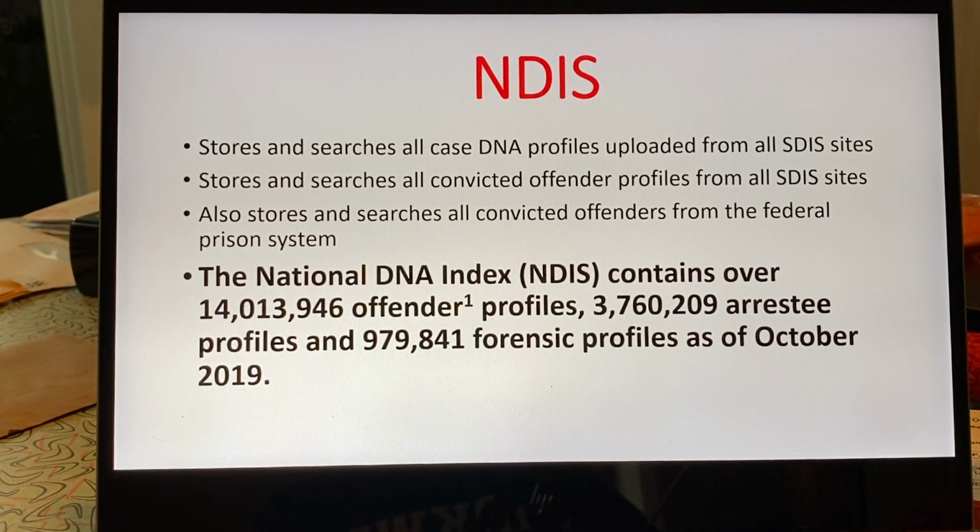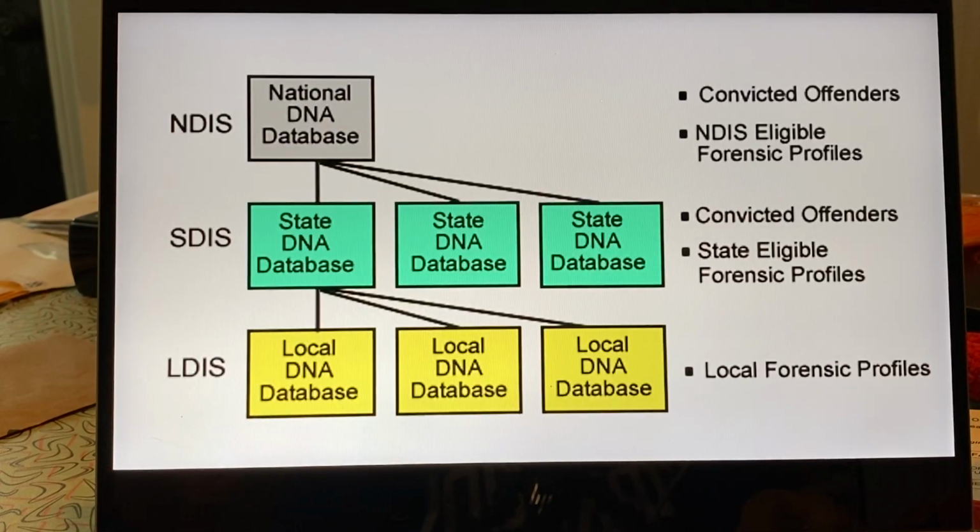So, for God's sakes, do not memorize any of these numbers. I just want to give you an example of how huge these numbers are. Okay, so the National DNA Index has over 14 million convicted offender profiles, and certainly that is growing every day. It has about 4 million arrestee profiles, and case profiles are reaching the 1 million mark. Okay, so these are from actual cases that are worked. And this was October of last year, so you can imagine these numbers certainly have grown.